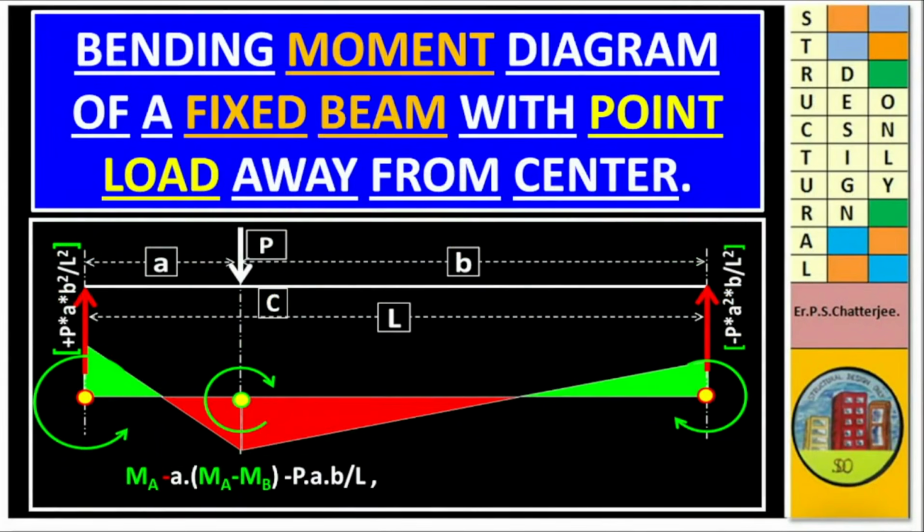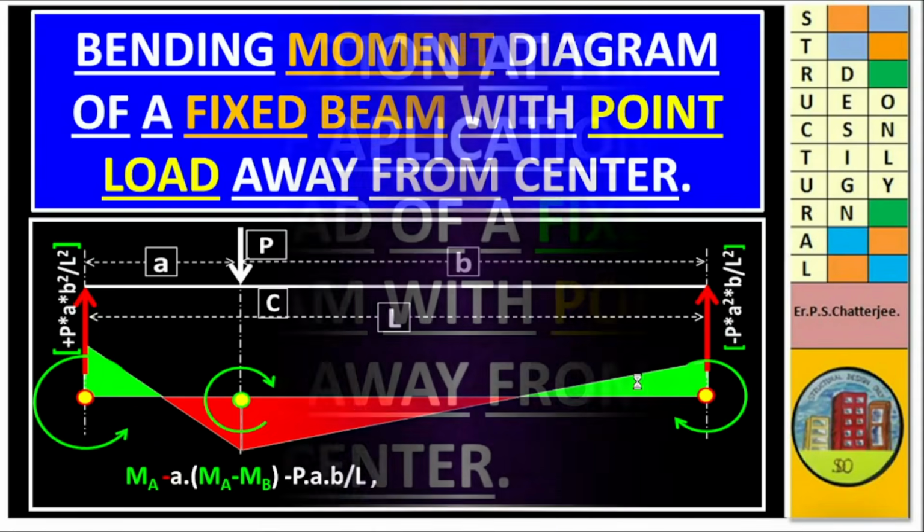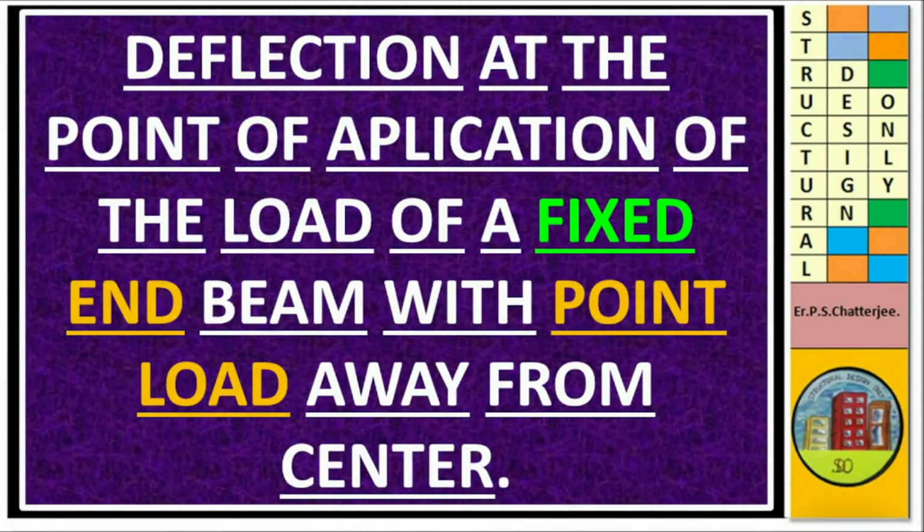Bending moment diagram of fixed beam with point load away from center. Here it is P A B²/L². Here it is minus P A² B/L². And here it is MA - A/L × (MA - MB) - P A B/L. Deflection at the point of application of the load of a fixed end beam with point load away from the center.